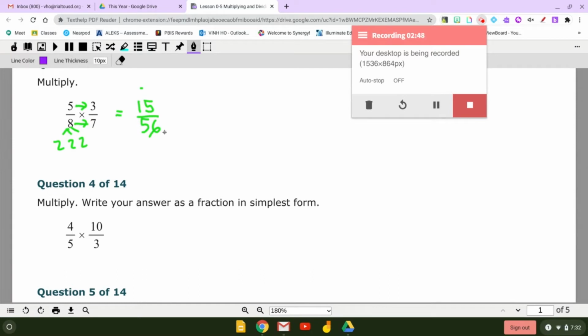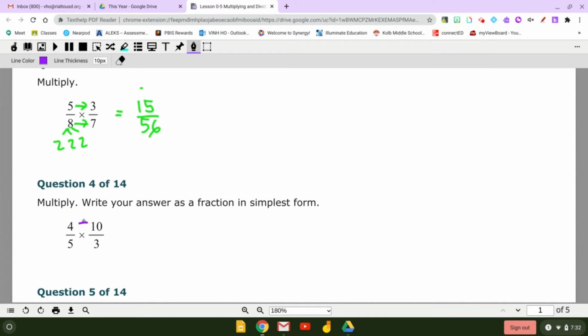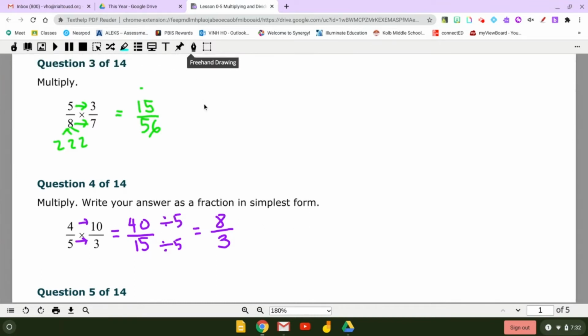Number 4. So we have 4 over 5 times 10 over 3. So multiply straight across. That will give you 40 over 15, right? And we can reduce this by 5. That will give you 8 over 3. That's it. All right, next problem.